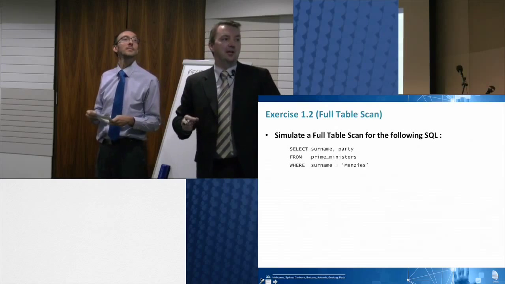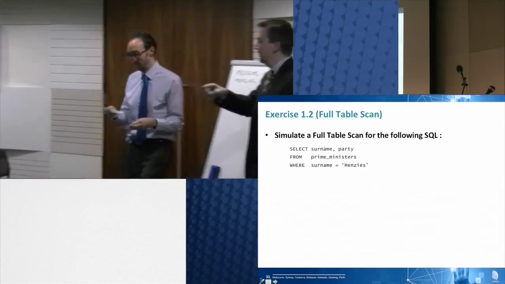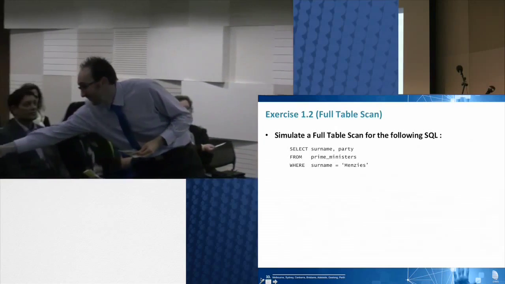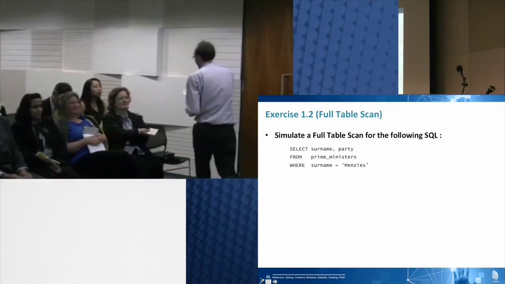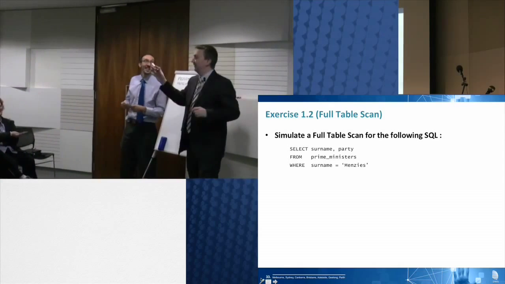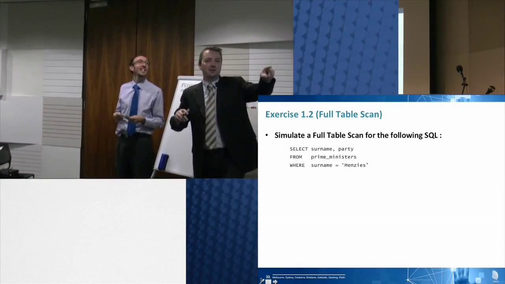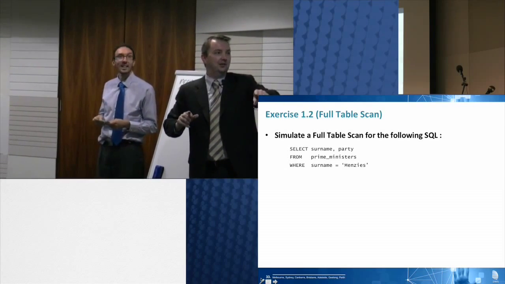Okay, full table scan. So now, same SQL, I'm going to do a full table scan. Could you please hand back block 6 and 7? I could do it with block 6 and 7 in buffer cache, but I'd be getting an unfair advantage then. So I'm going to reset to how I was. So surname, party from Prime Ministers where surname equals Menzies. Murray, could you please progress to the next slide?